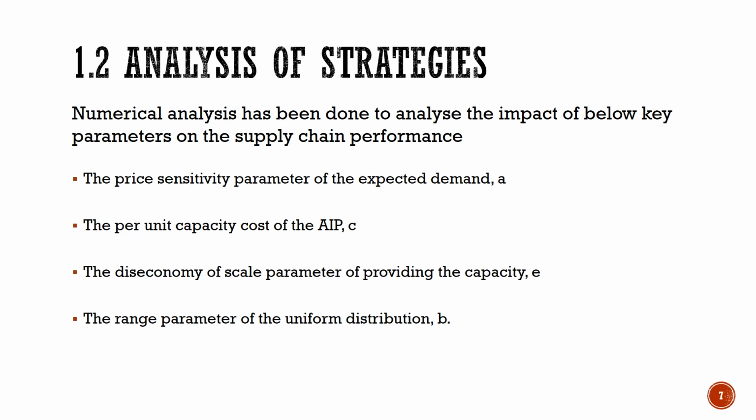So numerical analysis has been done to analyze the impact of the below key parameters on the supply chain performance. In order to do the numerical analysis, we have considered certain parameters. The first parameter is the price sensitivity parameter of expected demand. Another parameter is the per unit capacity cost of AIP, which is C. Then the diseconomy of scale parameter for providing the capacity, E, and the last parameter is the range parameter of the uniform distribution, B.